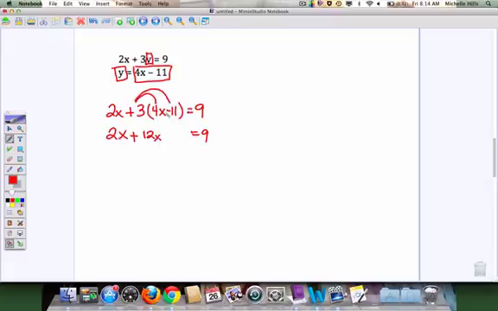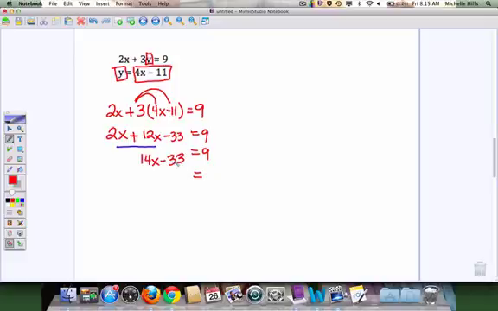Positive 3 times a negative 11, because of the minus in front of it, is negative 33, so I write a minus 33. Again, here's my equal sign. The only thing on the right side is 9. This 2x plus 12x are actually on the same side of the equation. So I just combine them the way they look. 2x plus 12x is 14x. Bring down my minus 33.